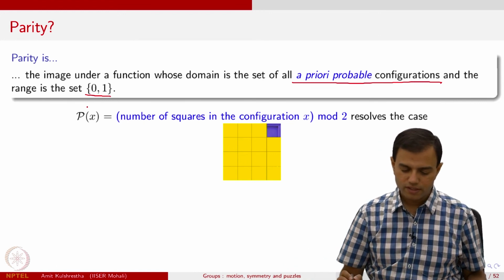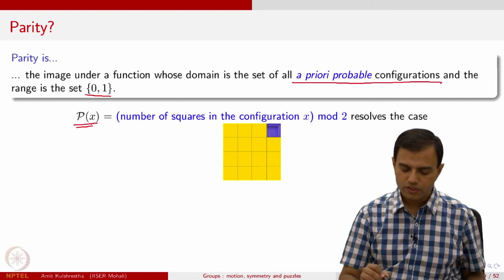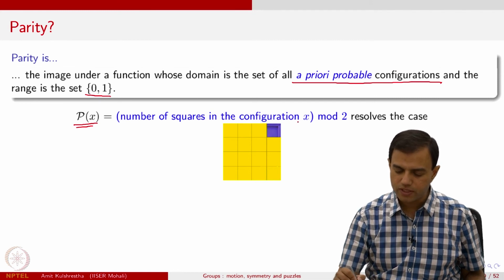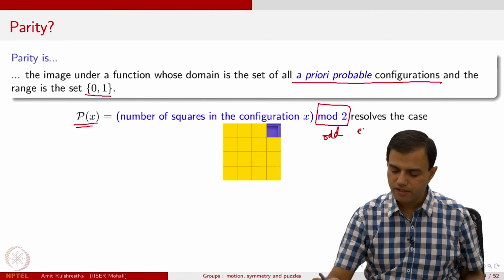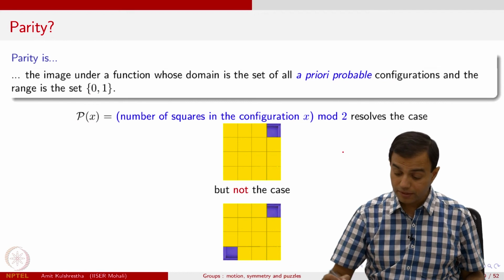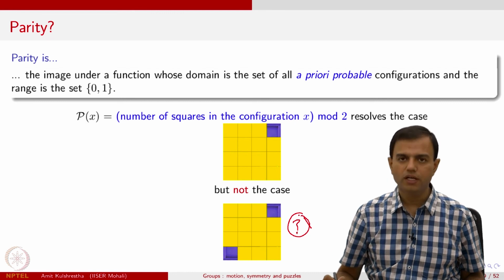What resolved that previous situation was this notion of parity, which was just to take the number of squares in the configuration. So in this configuration, the number of squares is 15 mod 2. So 15 mod 2 is what resolved, even and odd, right? That was essentially parity. So even we may represent by 0, odd we may represent by 1. But this case could not be resolved using the notion of parity.